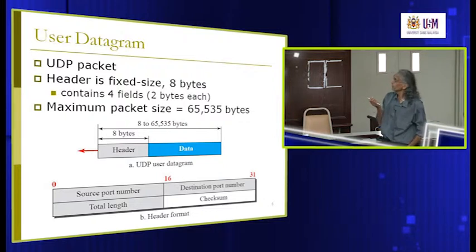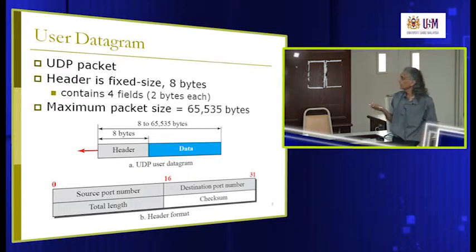So the header is a fixed size, 8 bytes. The maximum packet size in UDP is 65,535 bytes, the total size of it. The minimum size of UDP will be 8 bytes, which means the header must always be there. That's how it recognizes that this is a UDP packet.